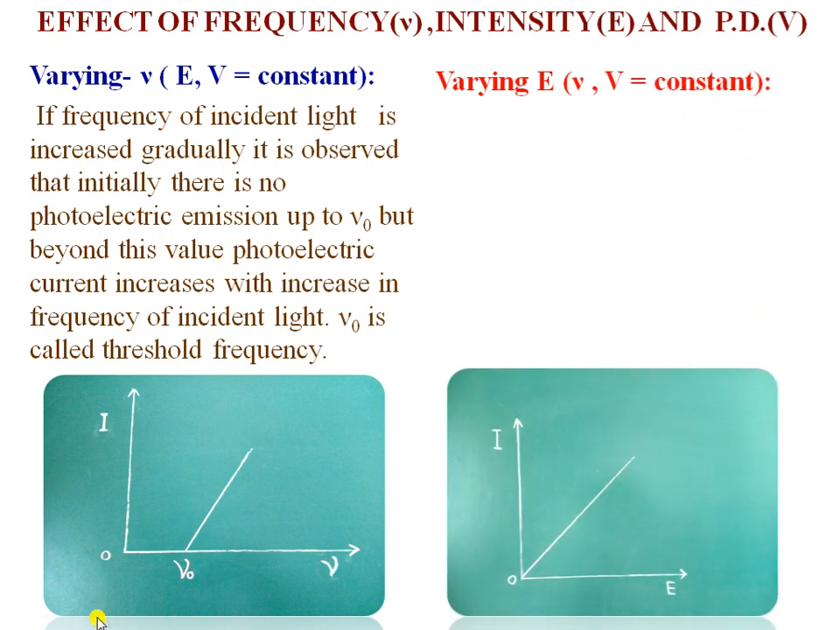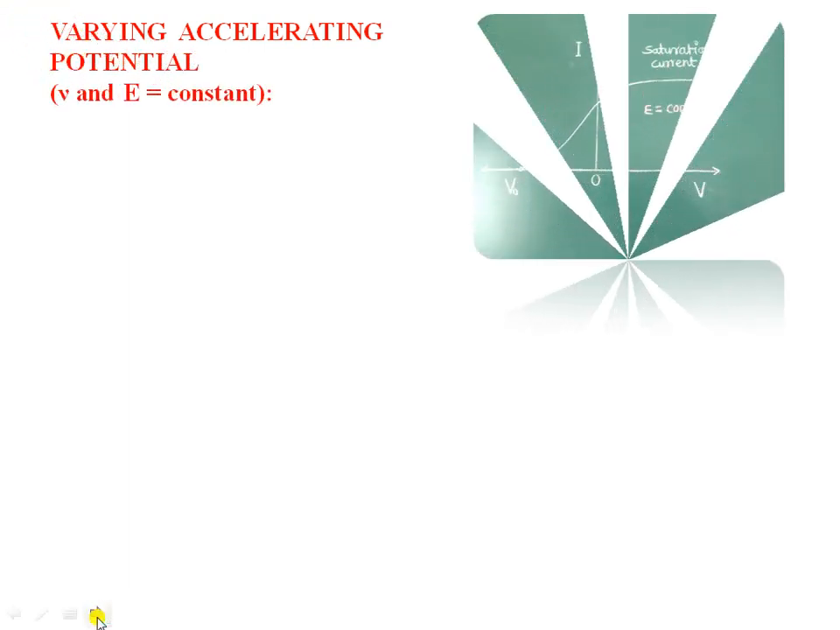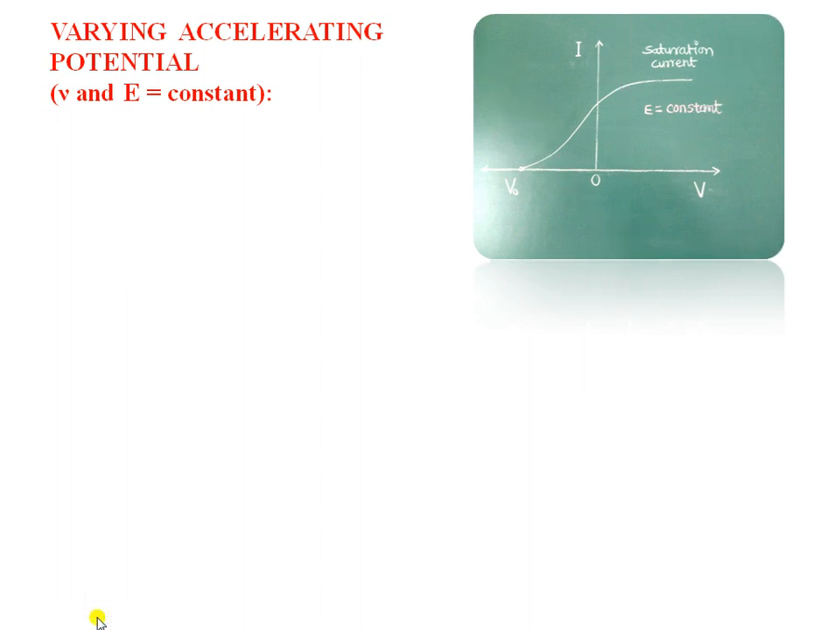Next was variation in intensity, with frequency and potential difference kept constant. The graph shows it is a linear variation, a directly proportional relation between photoelectric current and intensity of incident radiation. And the last variation was of photoelectric current with accelerating PD, in which the frequency of incident light and intensity were kept constant. Its graph represents like this. So it leads us to define another concept called saturation current.